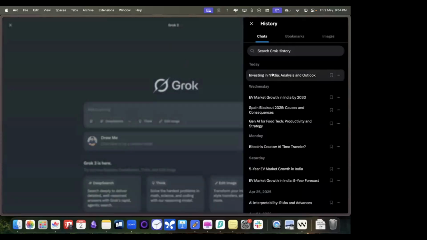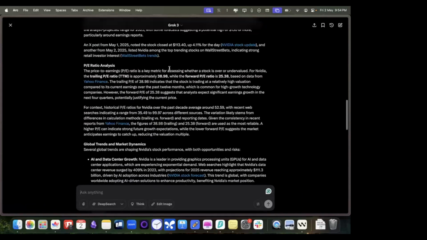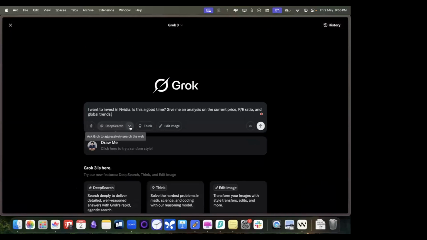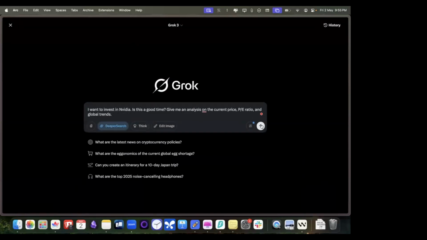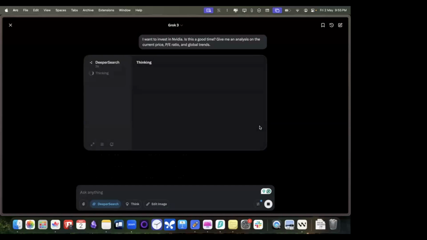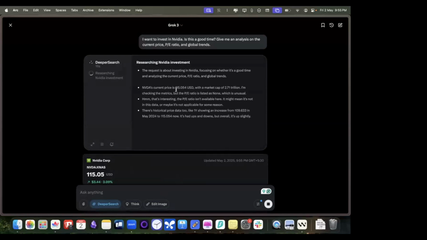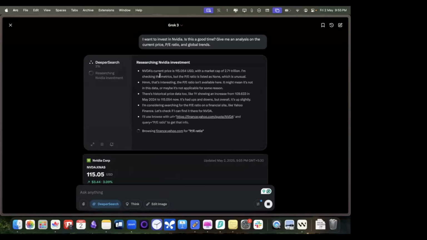Let me go back to history. I can also choose this option called deeper search. Instead of searching just 30 websites or web pages, it'll do a lot more enhanced search on the internet, and it'll probably give a longer report where we can get better insights on top of it. So this is one way where you can actually use AI tools.